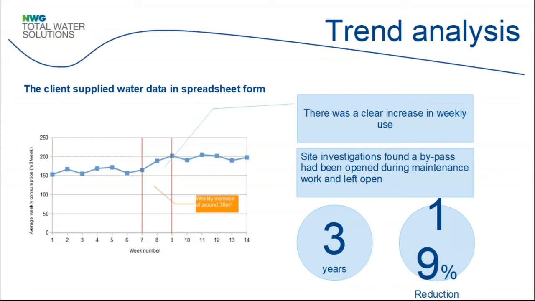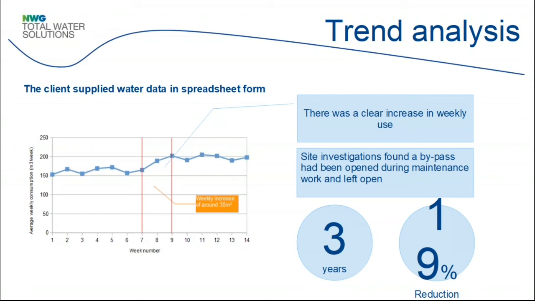When the site investigated this, what they found was that a bypass had been opened during some maintenance work, and it had been left open. And they'd been doing some work on the main incoming water supply to a particular part of their site, so they'd shut off that pipe that they were working on, but opened a bypass to make sure that that part of the site could be fed with water. When they'd finished doing the work, they opened up the main water supply and forgot to close the bypass. And the excess water was actually going around their water system. It went into a spill tank and ultimately went down the sewer as wastewater.